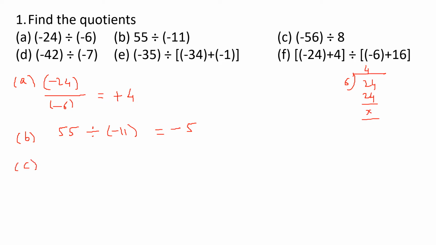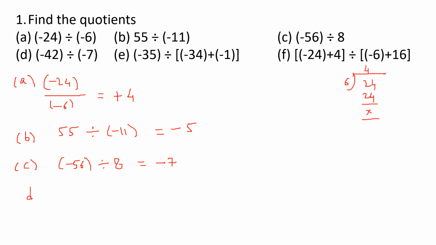Similarly, you can proceed for the third part. Minus 56 divided by 8. Now 8 is positive, 56 is negative. So remember, the answer will be negative. That is for sure. Now 56 divided by 8, how much? 7 times. So minus 7 is the answer.